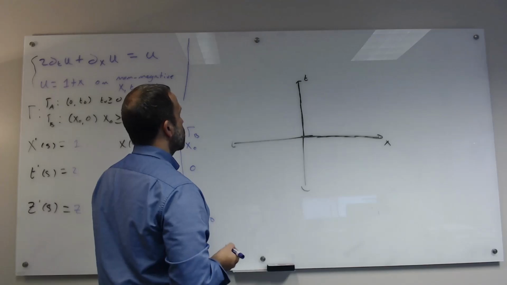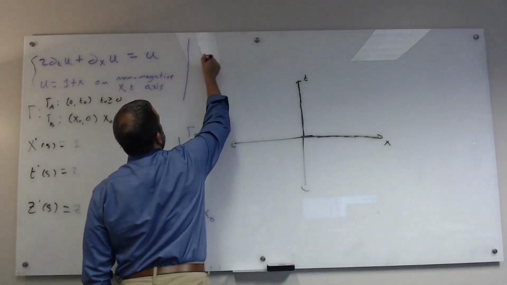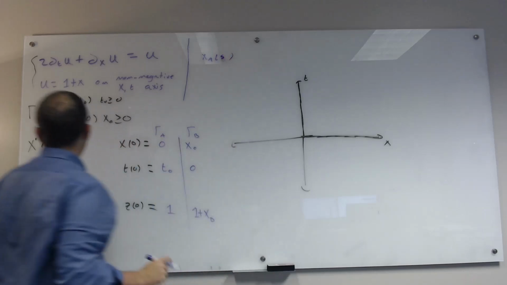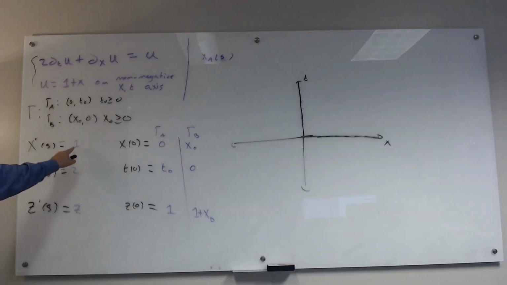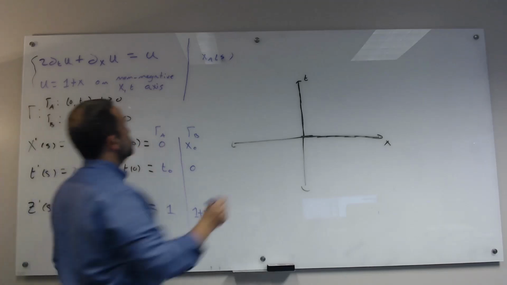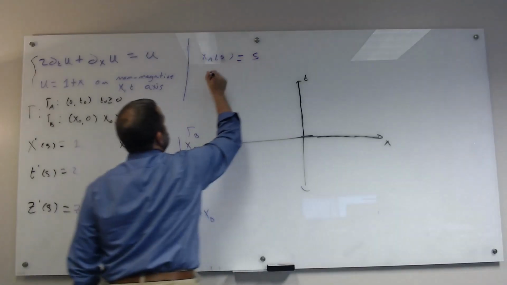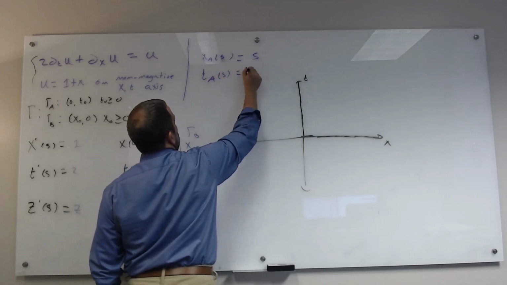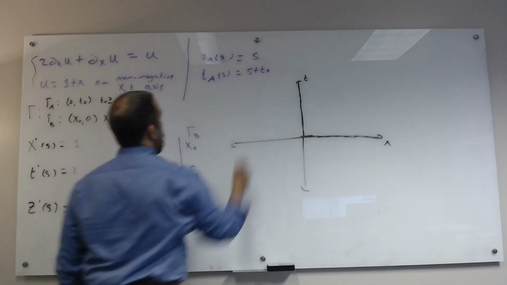So let's see here where I want to write this. So x_A(s) is equal to, the derivative is 1 and the initial point is 0. So x_A(s) is equal to s. t_A(s) is equal to s plus t naught.